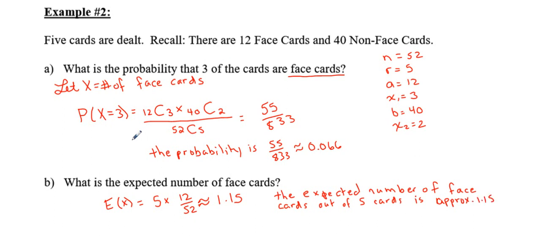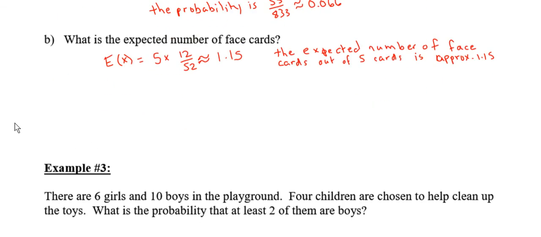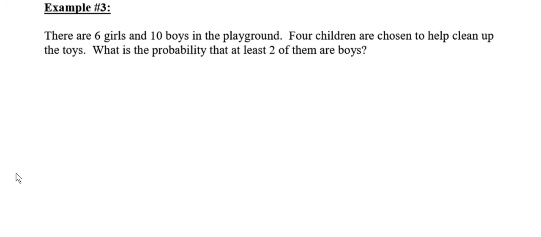So sometimes you need to do a full distribution, sometimes you need to do just one of the outcomes, and sometimes you need to do more than one outcome but not a full distribution. So there are 6 girls and 10 boys in the playground. 4 children are chosen to help clean up the toys. What is the probability that at least 2 of them are boys?